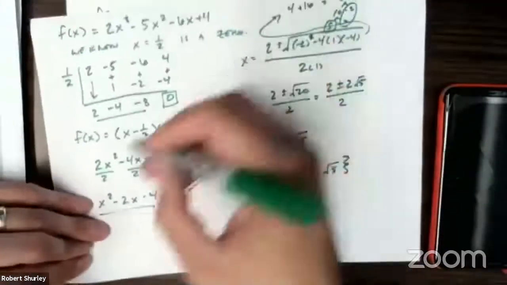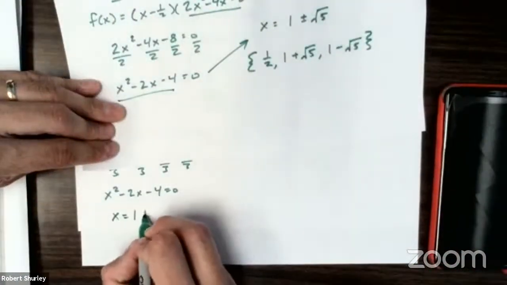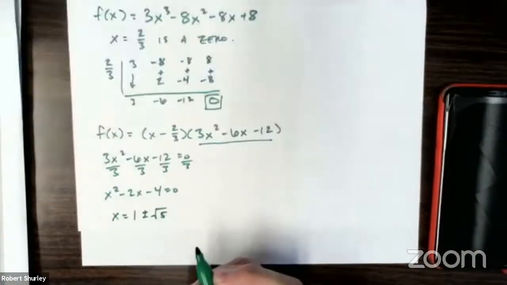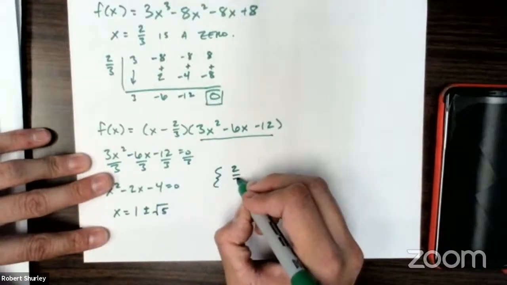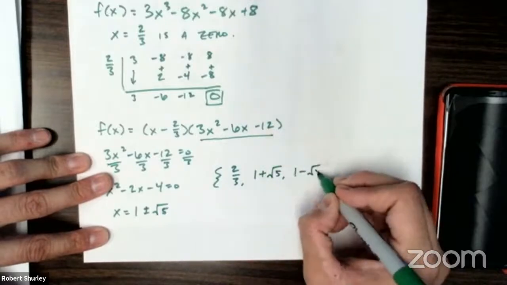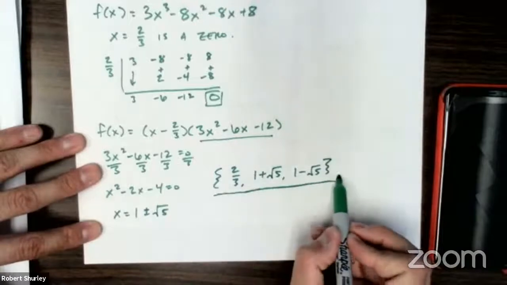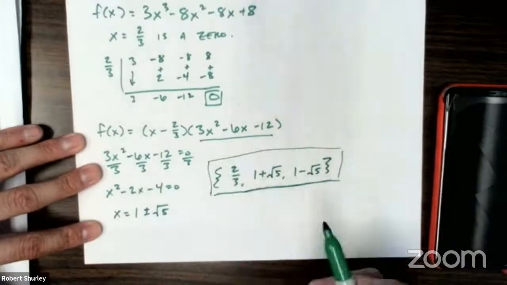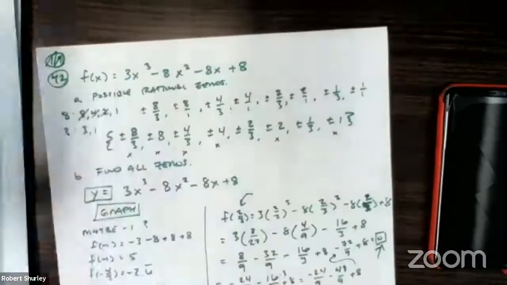We did the quadratic earlier, and we found out that the last two solutions are 1 plus or minus the square root of 5. So there's our three solutions: 2/3, 1 plus the square root of 5, and 1 minus the square root of 5. Okay? That's cool.